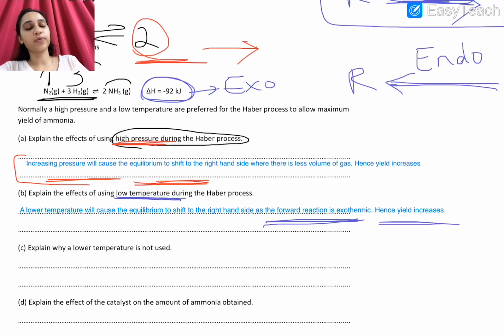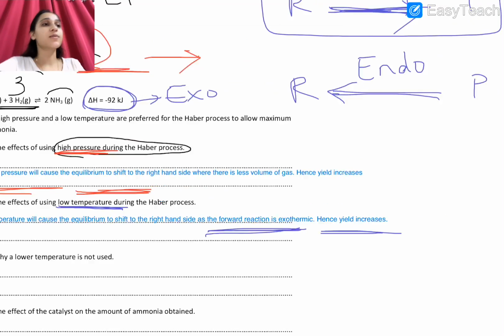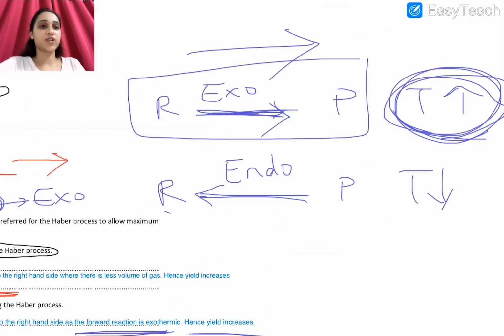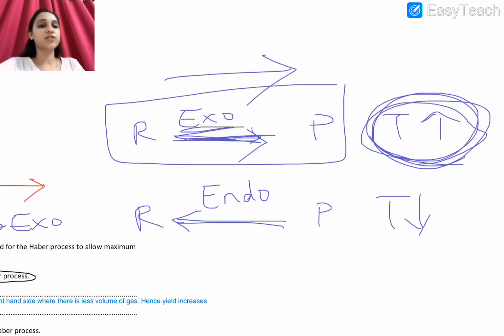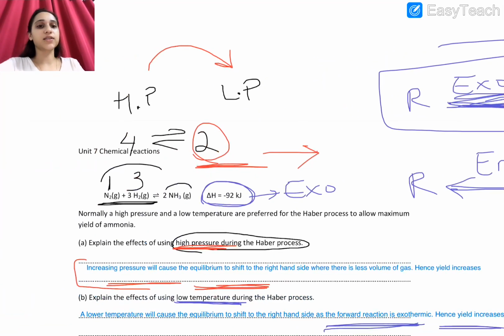So we decrease temperature, the equilibrium will want to increase it. And how does it increase it? By favoring the forward reaction. And why is this exo? Because it's given over here, it says it's negative, which means exo. So this indicates the forward reaction. If the forward reaction is negative, exo, then the backward reaction will be positive, endo.